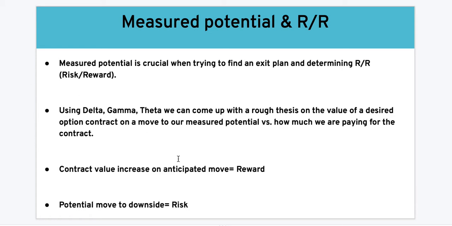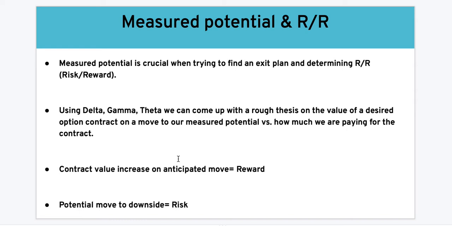So we come up with this rough thesis of what kind of move we need to get a desirable move in our option contracts in order to profit off the trade. So we're looking for reward. We're looking at how much we can profit off a move to our measured potential versus how much we're paying for the contract. When the contract value increases on our anticipated move, that's the reward that we're measuring. And then potential move to the downside is going to be risk.